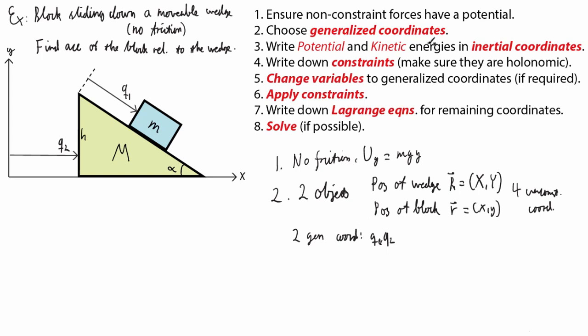Okay, next step now is to write down the kinetic energy and the potential energy. And there's one thing here that we have to make sure that we follow, and that is that we do this in inertial coordinates. Now, warning, Q1 is not inertial.